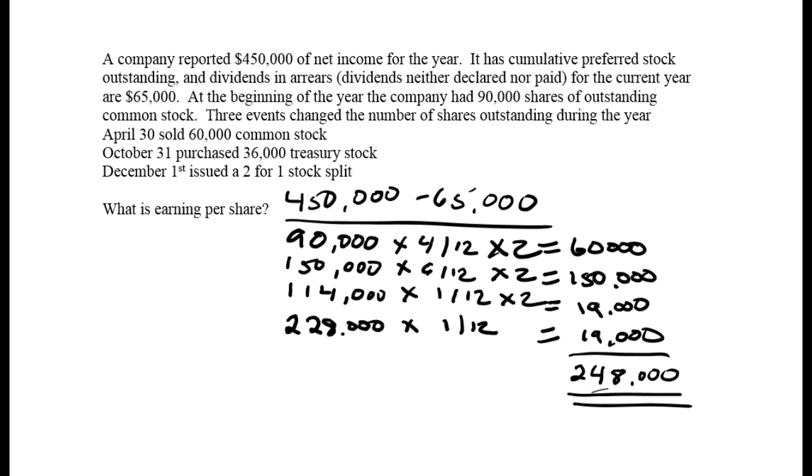Go ahead and put this on pause and calculate my earnings per share now. 450,000 minus 65,000 divided by weighted average common shares of 248,000 is $1.55 per share. In this example, we saw the effect of a 2-for-1 stock split being made retroactive to the first of the period presented, in this case being our year. Let's do one more example where we have another interesting thing happening in the outstanding shares of common stock during the period.